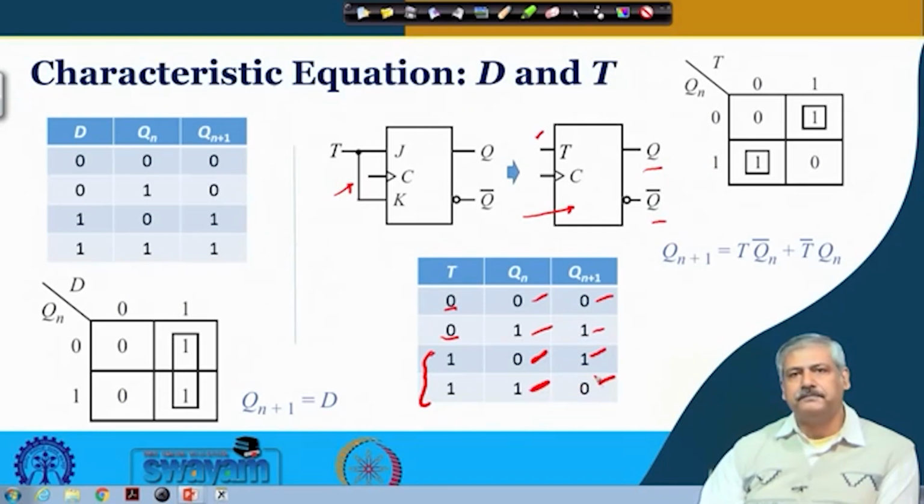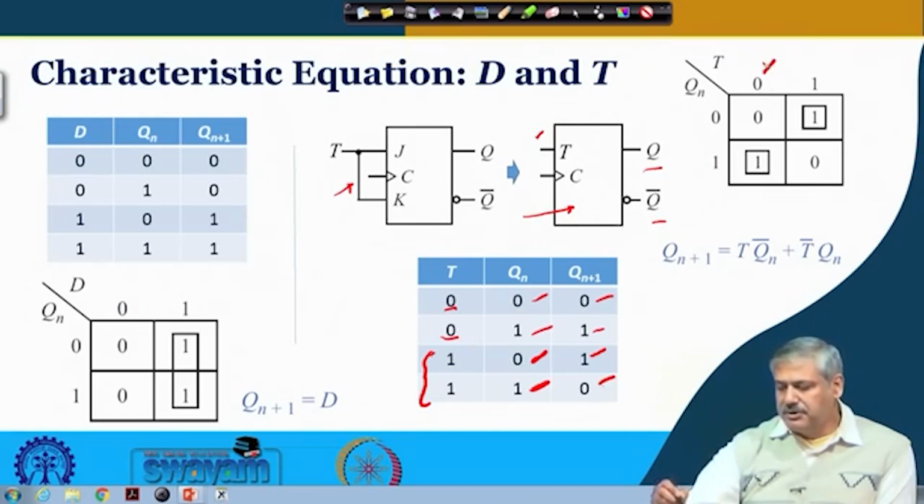Is it fine? Right. So, if you try to get a characteristic equation out of it, the minimized expression, we can see for T equal to 0, the previous value is retained. So, 0 is 0, 1 is 1, and T is equal to 1.